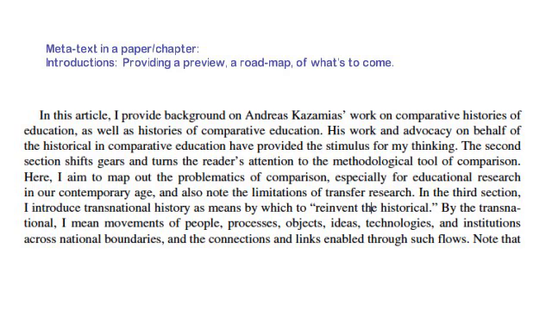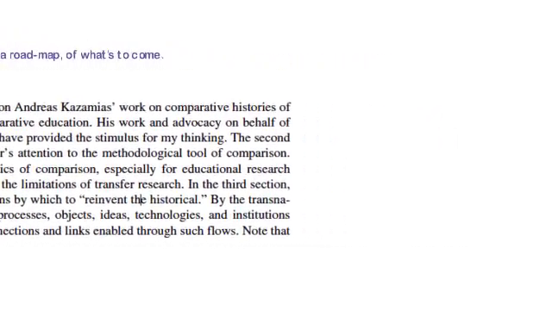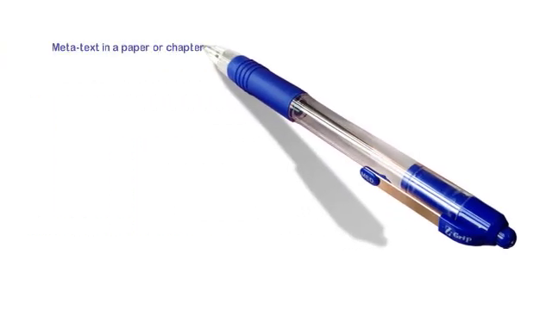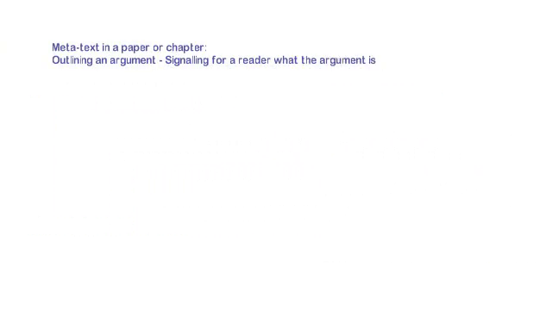So this is a good example of metatext. In this article, I provide a background. So there, the writer is talking to the reader. She's telling us, I'm providing a background on this. Then in the next section, later down, she says, the second section shifts gears and turns the reader's attention to the methodological tool of comparison. Here I aim to map out. So there she's talking directly to the reader. You don't have to do it as clearly as that, but you can see how she's having this conversation with the reader about how she's organized the paper.